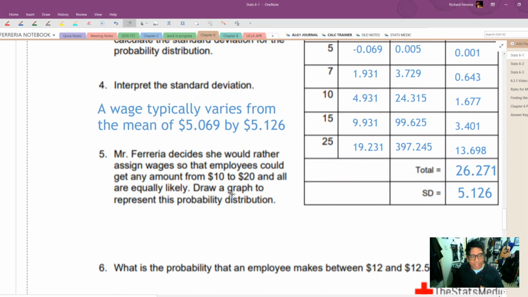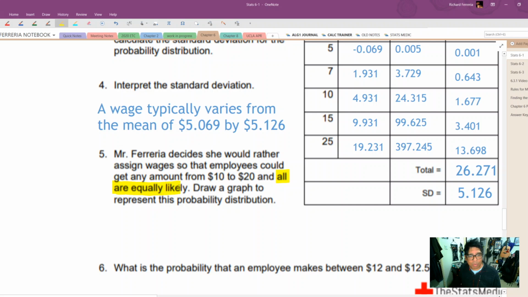Ferreria decides that she would rather assign wages so that each employee could get any amount between $10 and $20, and all are equally likely. So draw a graph to represent this probability distribution. And the key here is all are equally likely.